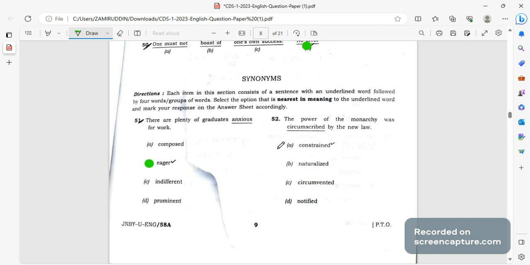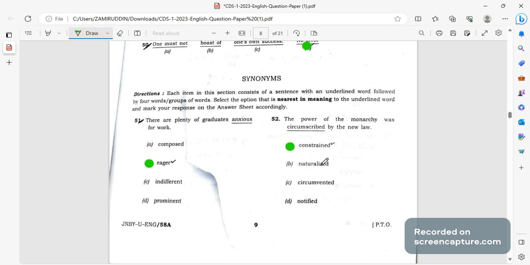The power of the monarchy was circumscribed by new law. He was constrained. The power of the monarchy was circumscribed by the new law, मतलब उसके पावर को हमने circumscribed मतलब उसके कम कर दिया by the new law. न्यू लॉ की वजह से मोनार्की का पावर हमने कम कर दिया. constraint मतलब to diminish the power.